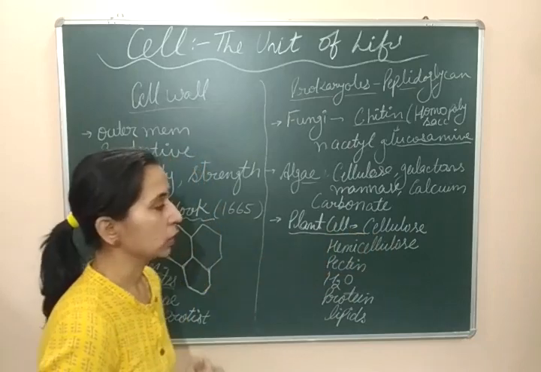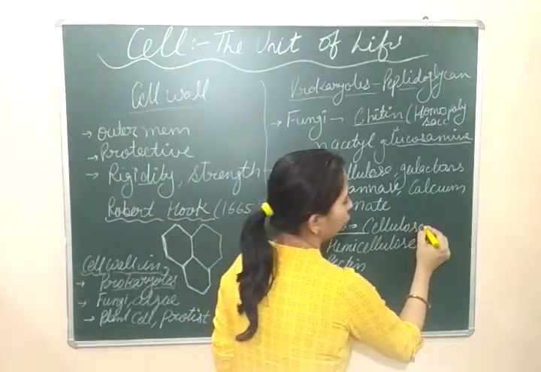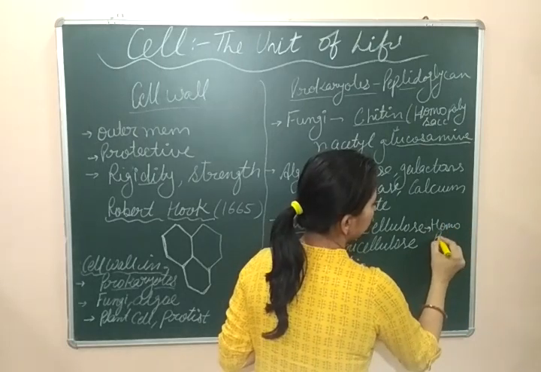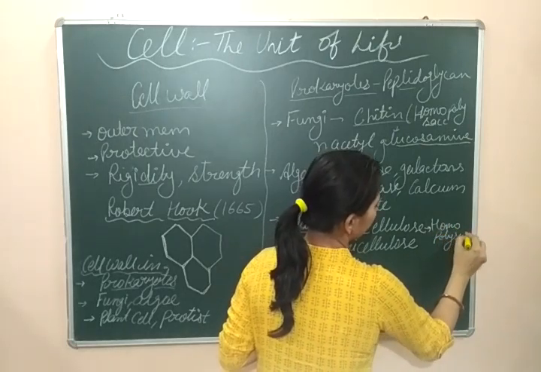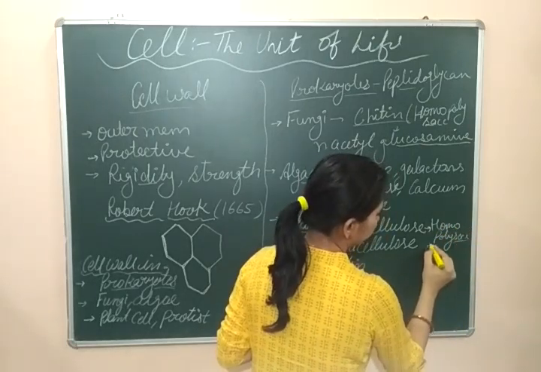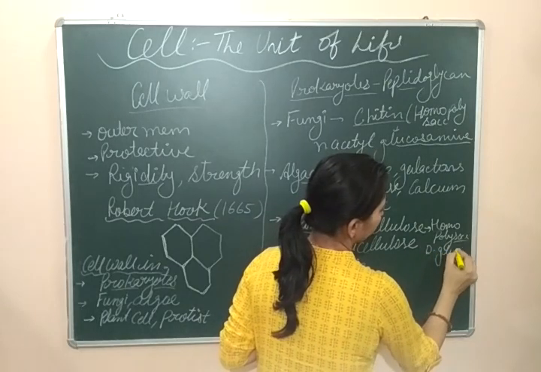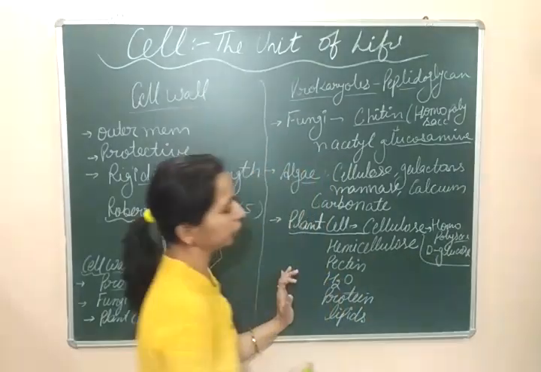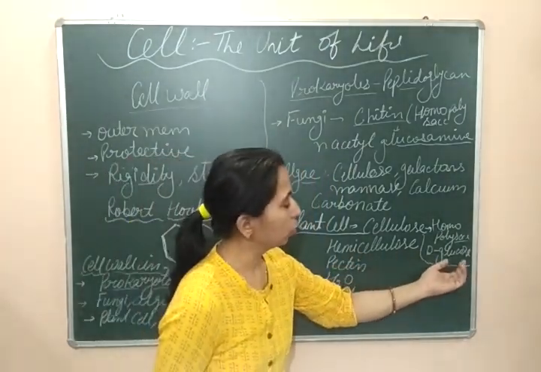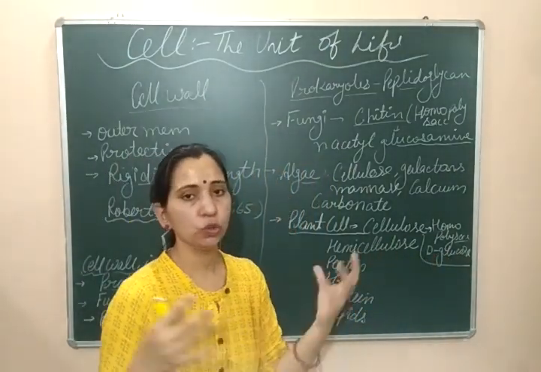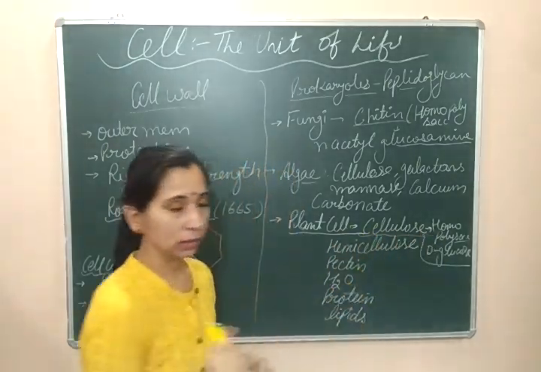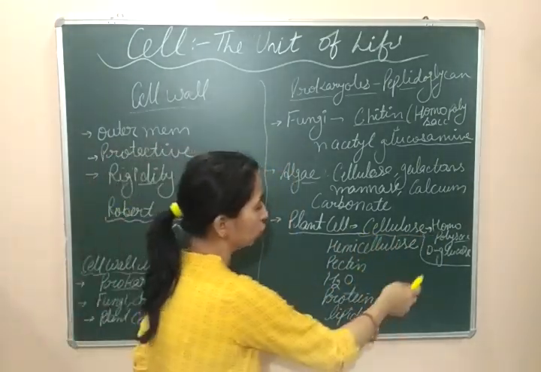Here, cellulose is the homopolysaccharide of D-glucose. D means dextrorotatory, so it's dextrorotatory glucose. Many glucose molecules join together to form the cellulose molecule. That's why we are saying here that it's a homopolysaccharide of D-glucose.